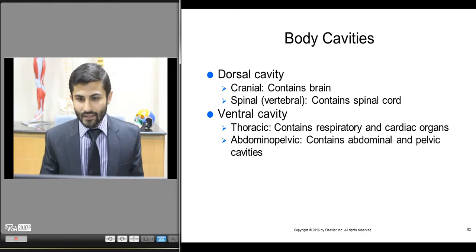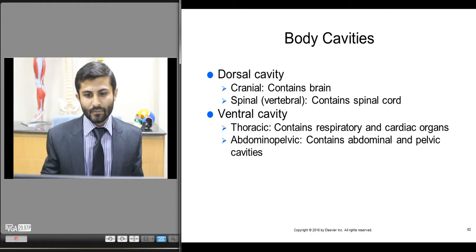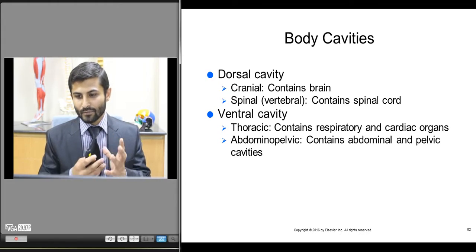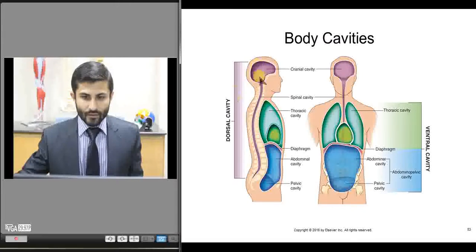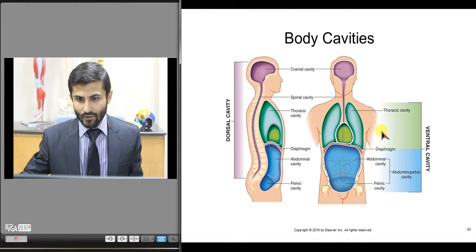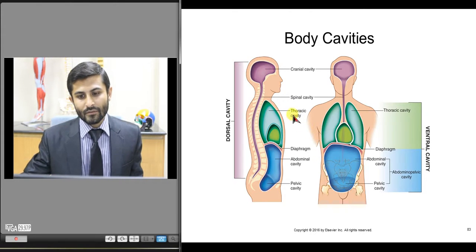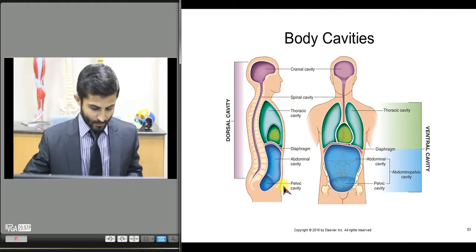The thoracic cavity contains the respiratory and the cardiac organs, and the abdominopelvic cavity contains the abdominal and pelvic cavities. Now, if you look at these, the dorsal cavities of the cranium and the spinal cord, you can see the brain and the spinal cord. But in the ventral cavities, you can see the thoracic cavity and the abdominal cavity of the pelvic cavity.